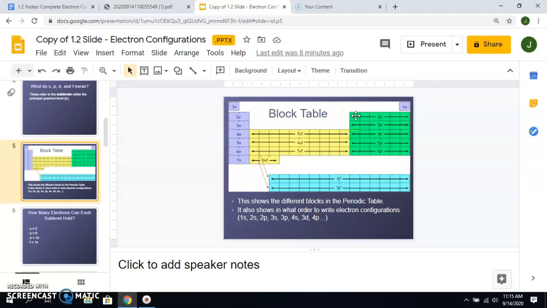P holds 6 electrons, and there are 1, 2, 3, 4, 5, 6 vertical columns in the P block. D holds 10 electrons, and from left to right here in the D block, there are 10 vertical columns. F sublevel holds 14 electrons, 14 vertical columns from here to over here. So again, it goes S, P, D, F.